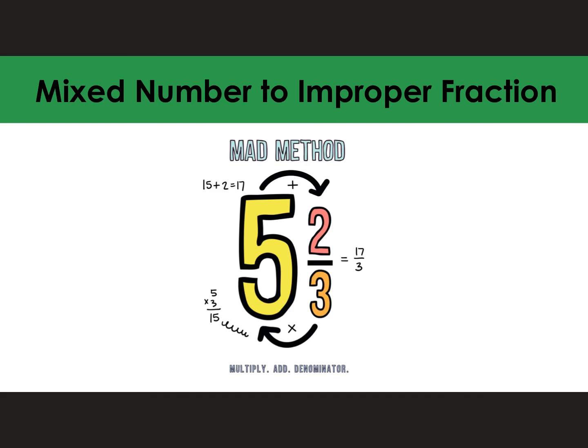Mixed number to improper fraction. Remember, this was on the notes from yesterday. Just remember the MAD method. So we're going to multiply the whole number times the denominator, and then we're going to add the numerator. So 5 times 3 is 15. 15 plus 2 is 17. And we put it all back over the same denominator. So 17/3.